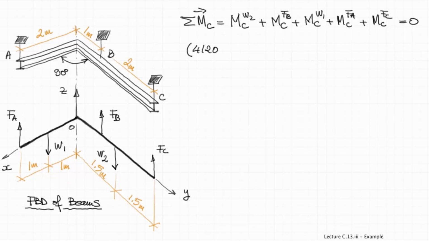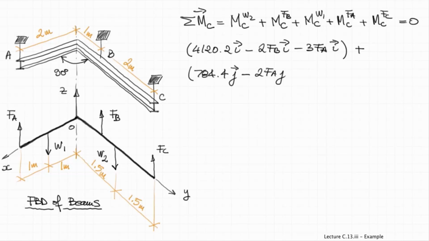And now if we plug in the results and also group the terms in terms of the unit vectors i, j, and k, we get three expressions in i, j, k. Of course, the one in k is 0 because of the moment at C.